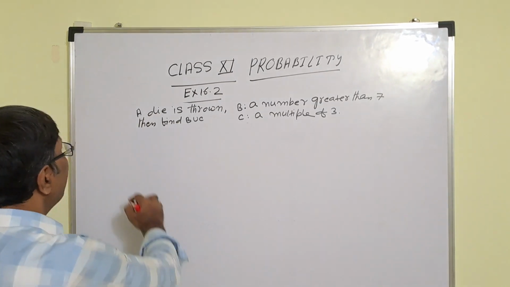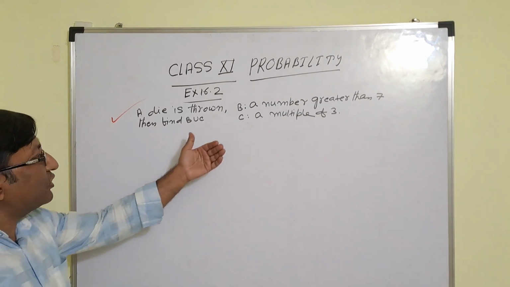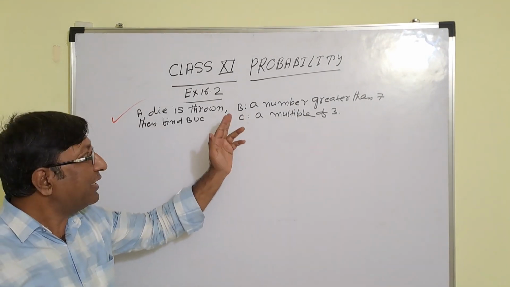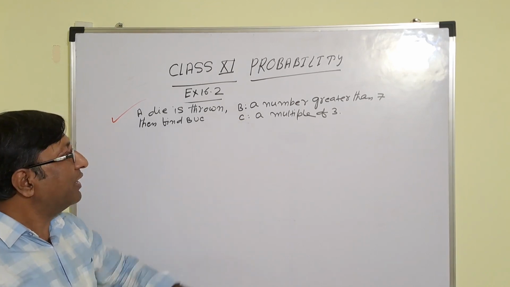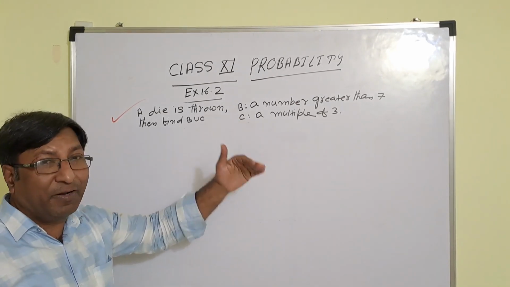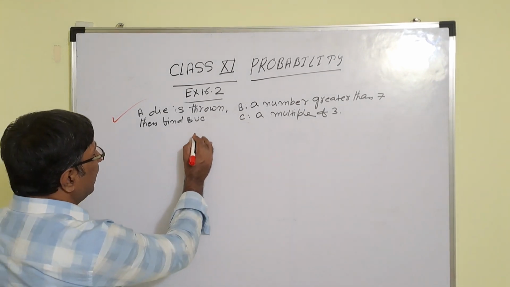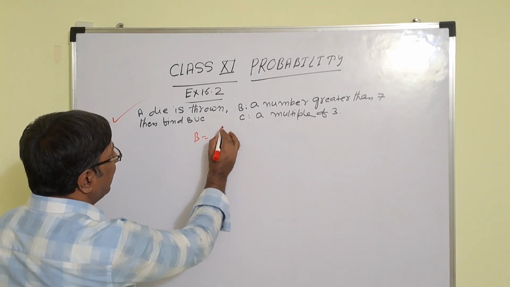See the question. A die is thrown, where B is the event a number greater than 7 and C is the event a multiple of 3. Then find B union C. So for this type of question, first you find the members of event B.